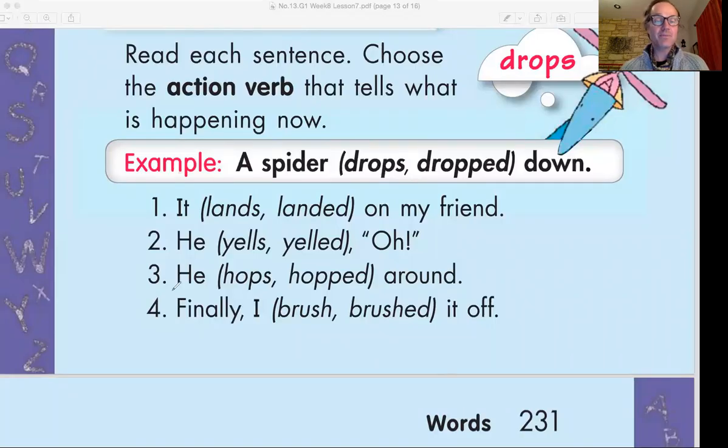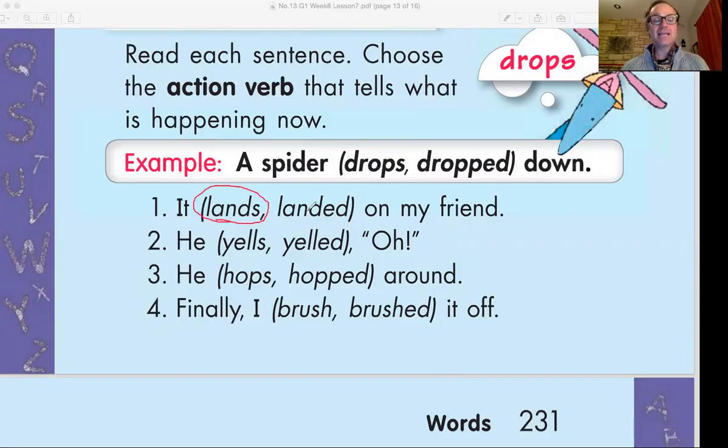Okay, let's look at number 1. It lands on my friend. It landed on my friend. Which one is happening right now? You're right. If it's an ED at the end, it means that it happened before. It's not happening right now.